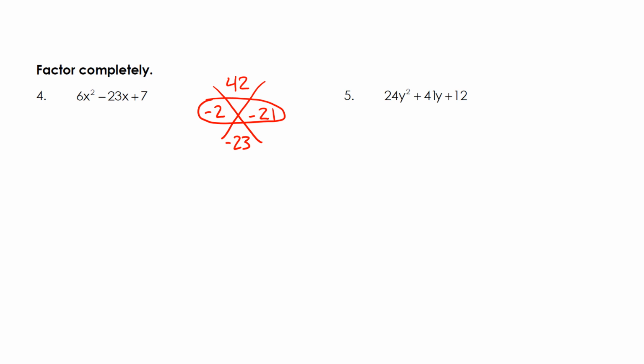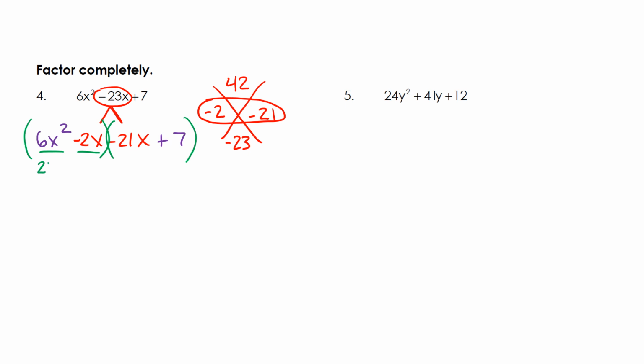Again, second sign tells me they're the same. First one tells me they are both negative, so that's why it's a -2 and a -21. The whole point of finding those numbers is to split up my bx term, so -2x minus 21x, and then I'm going to bring down a, which is 6x squared, bring down c plus 7. And then from here, we're going to factor by grouping. So first two, last two.